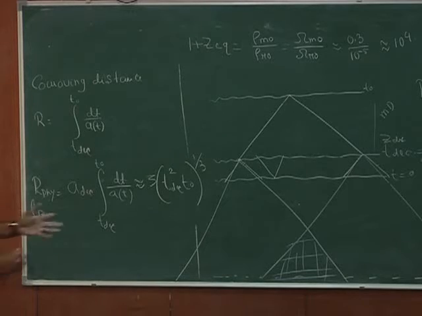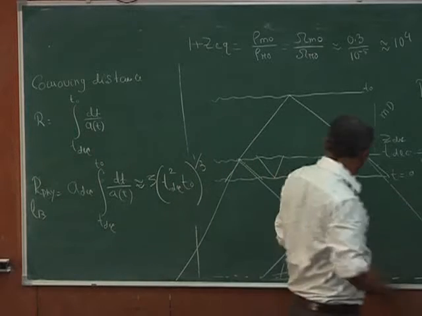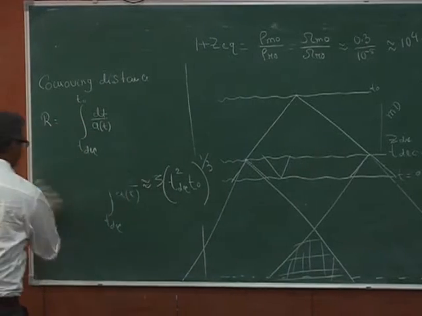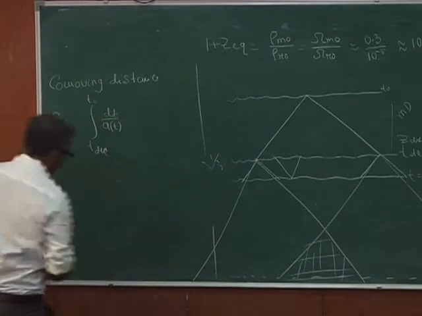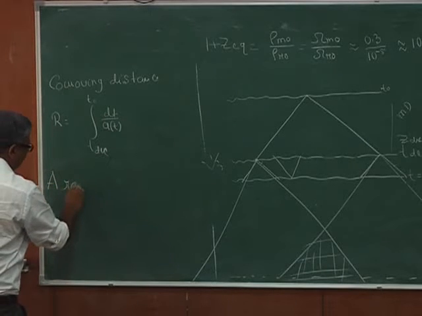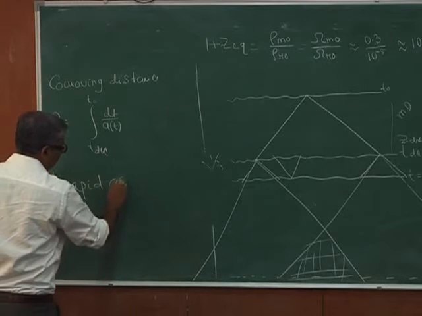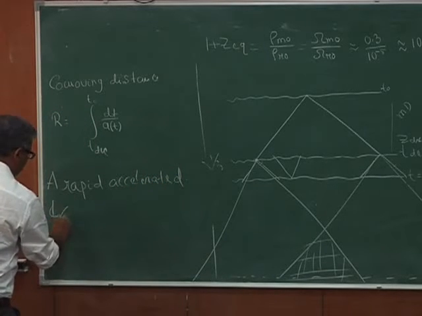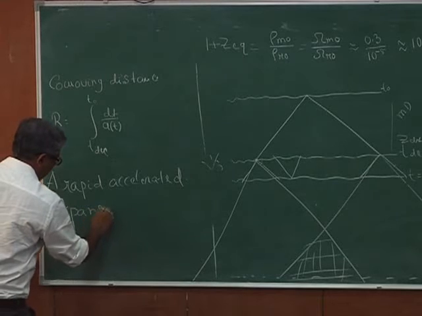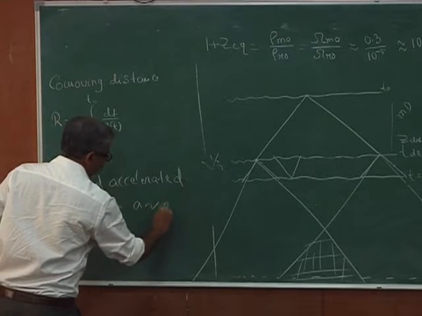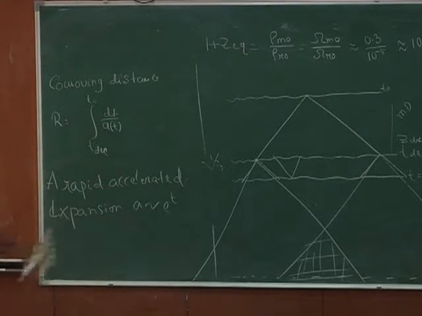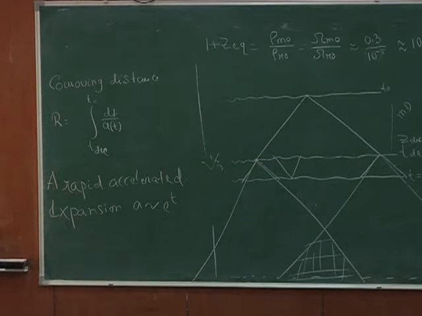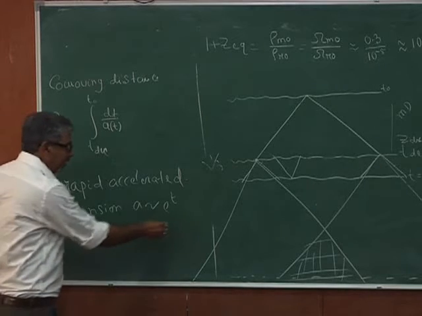Okay. So we don't have time, because we have to do the density perturbation, but for inflation, what we need is basically a rapid accelerated expansion, roughly e to the power t, and that can solve this horizon problem that we have. So how can we get exponential expansion?